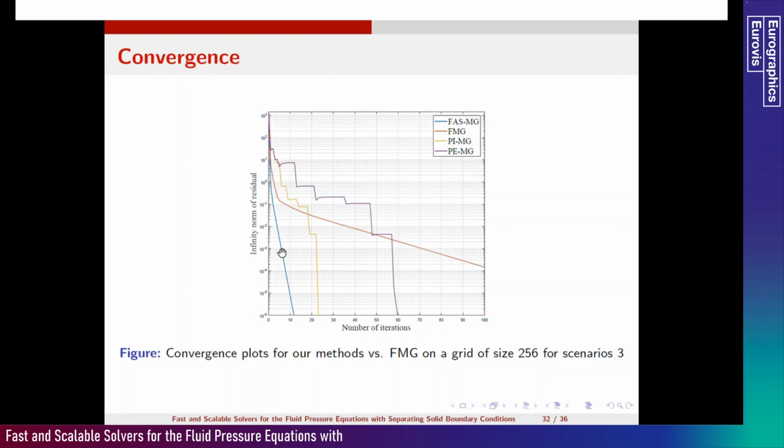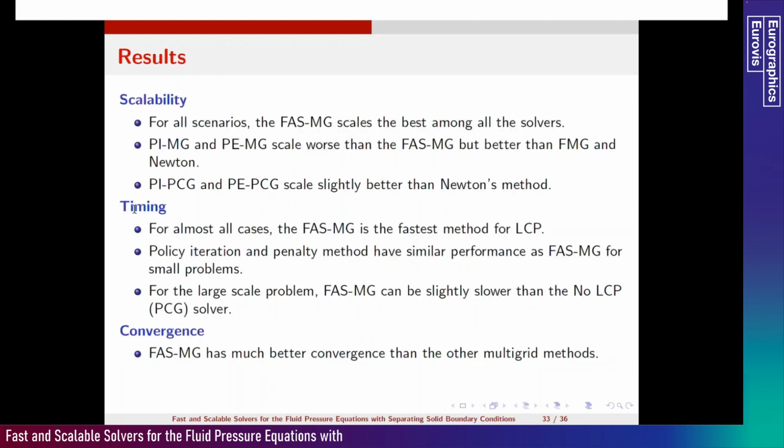For scenario 3, the convergence result is similar to scenario 1, except that the polarization and the penalty method have better convergence. From the convergence plots, it is clear that the FSMG has much better convergence than the others.